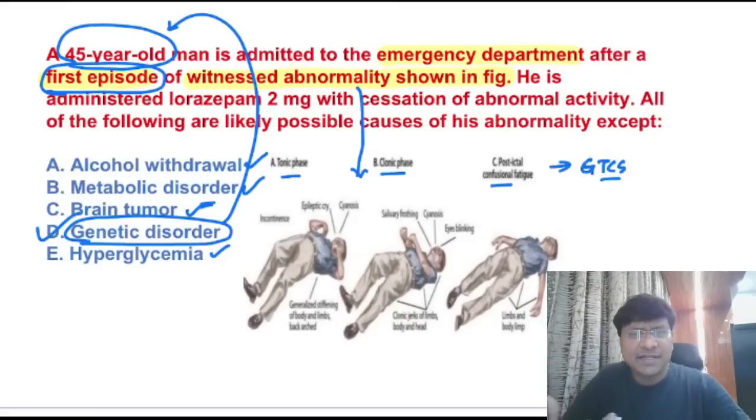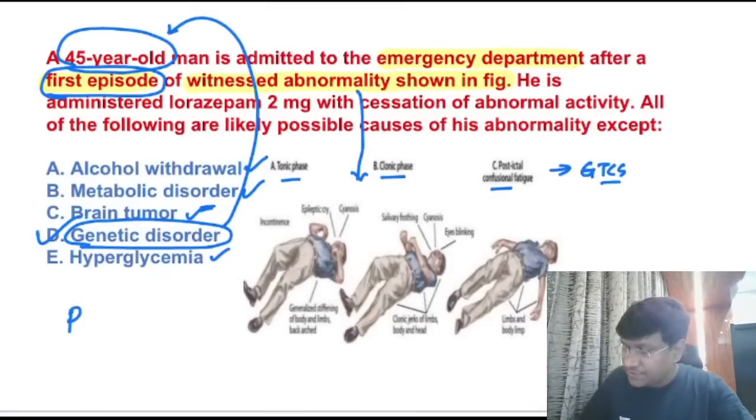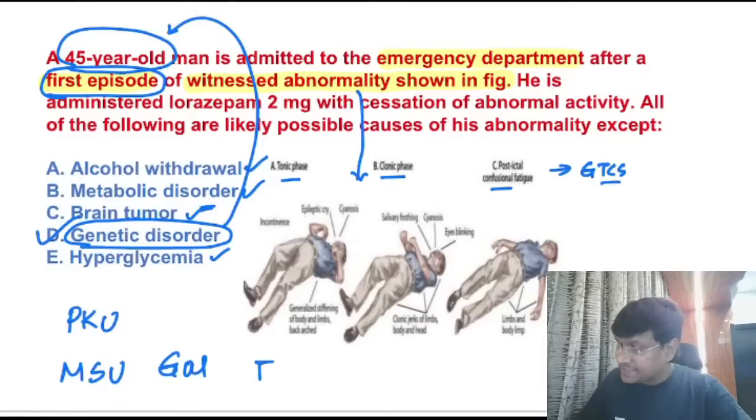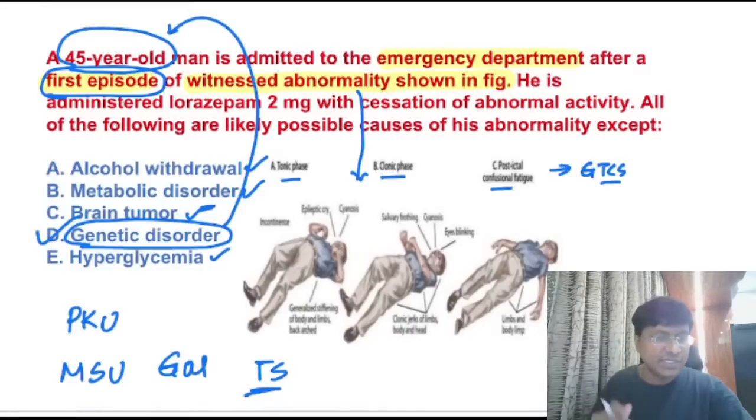Now, what are the inherited metabolic disorders that can cause seizures? The inherited metabolic disorders that can cause seizures are phenylketonuria, then maple syrup urine disease, then galactosemia, then Tay-Sachs disease. So these are inherited metabolic conditions that can cause seizures.